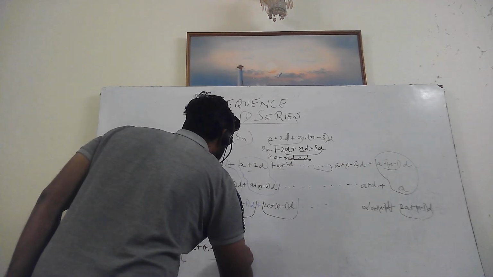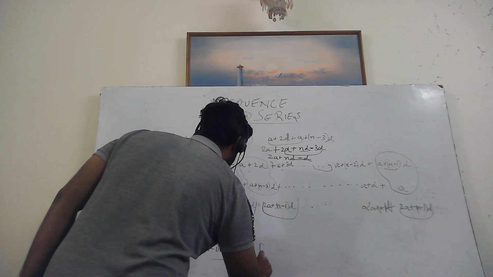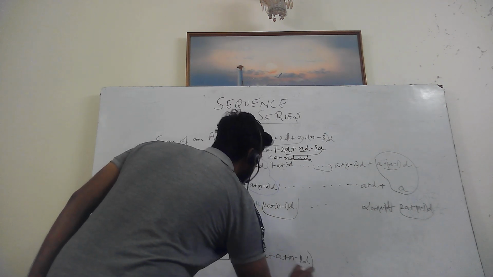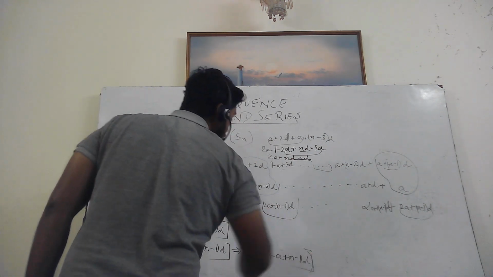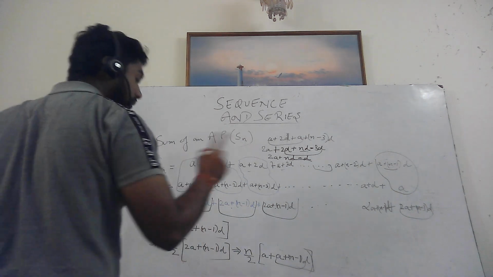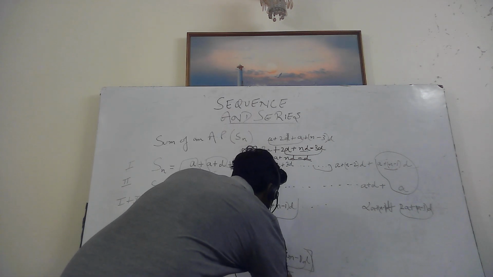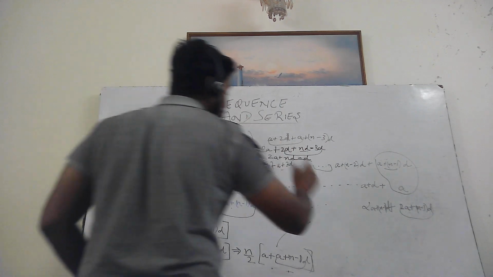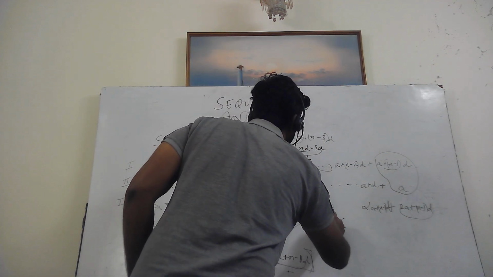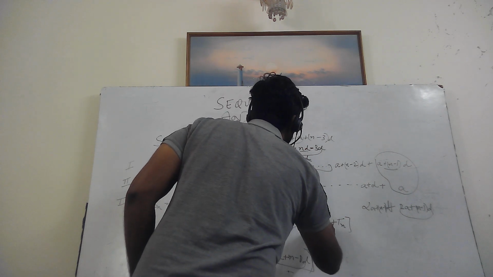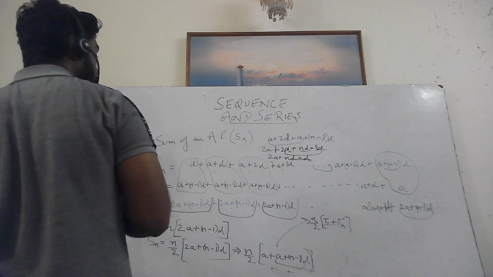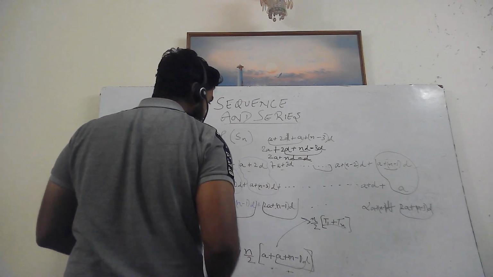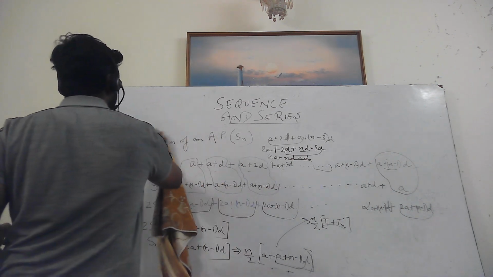Simplify this a little more. n by 2, write 2a as a plus (n minus 1) into d. Now what is a plus (n minus 1)d? It is the last term Tn, and a is the first term T1. What is a plus (n minus 1) into d? The last term Tn, and a is T1. So the formula is also n by 2 into (first term plus last term) is equal to the sum of the series. Hopefully this is clear, and we'll apply this formula in the upcoming questions.